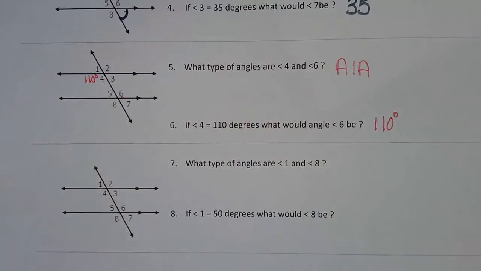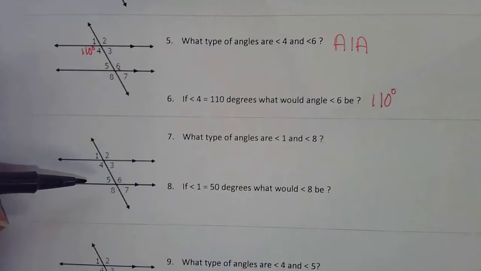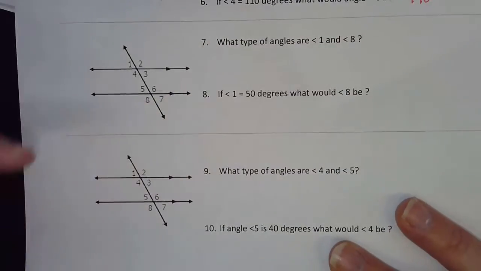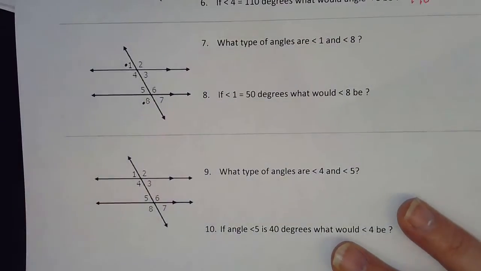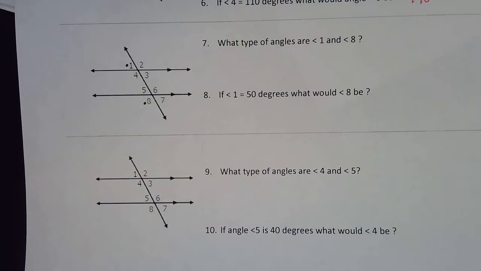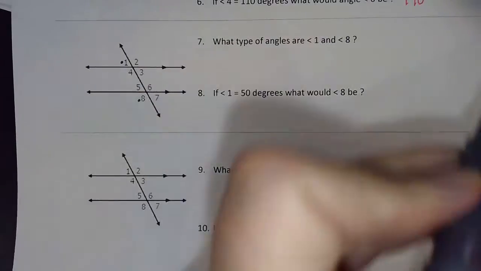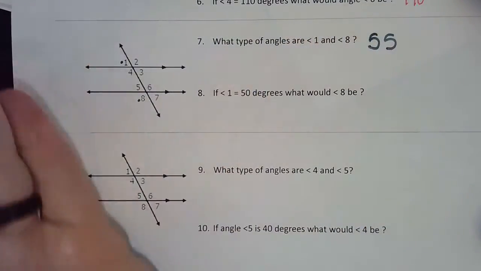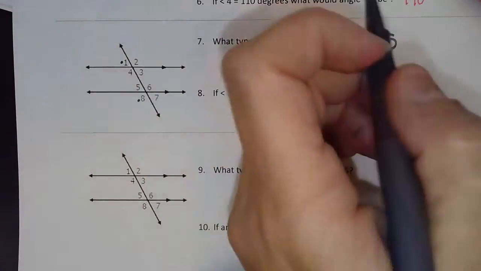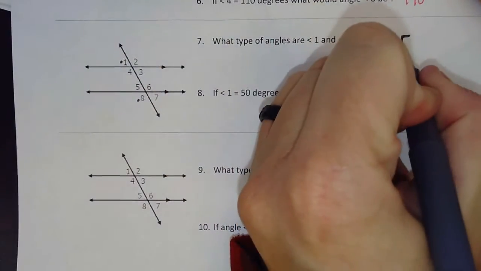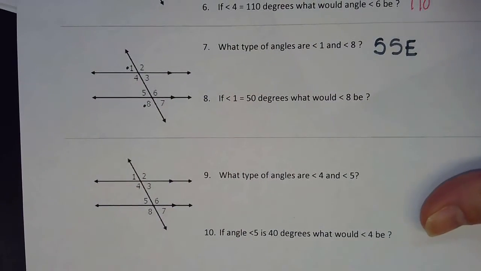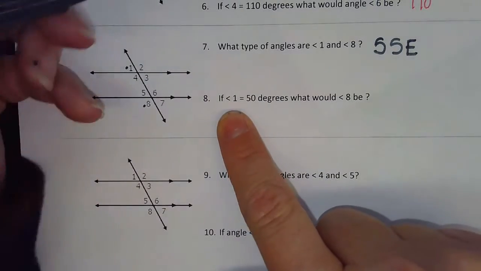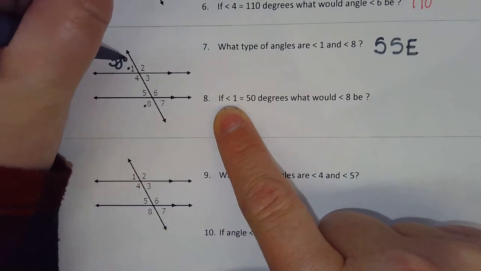Couple more. Number 7 wants to know what type of angles are 1 and 8. What are their names? Same side exterior, perfect. Same side because they're both on the left side of this transversal. Exterior because they're on the exterior, or on the outside, of your parallel lines. They tell you that angle 1 is 50 degrees.